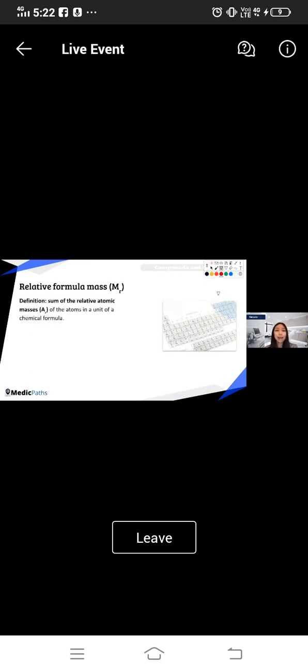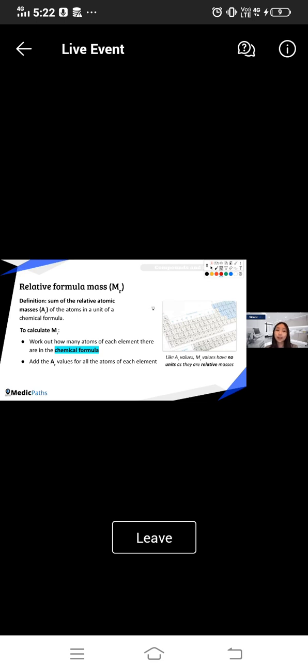Now, relative formula mass. We looked at relative atomic masses before, and you can find them in the periodic table. It's the mass number we were looking at. Now relative formula mass refers to adding up all the atomic masses of each element in a formula. We'll look at an example in the next slide.